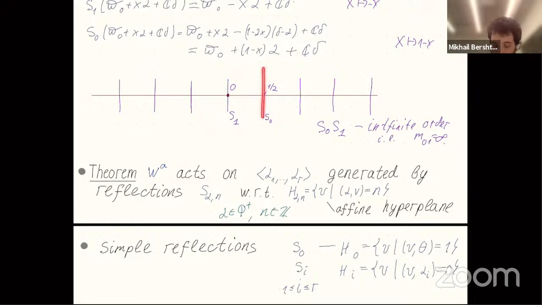Maybe I should say what is the meaning of this 1/2. In this picture, alpha is here, and the scalar product of alpha with itself is equal to 2. So this is, in some sense, pi 0, and the scalar product of pi 0 and alpha is equal to 1. So this is precisely this hyperplane. This 1/2 comes from the fact that we use the normalization in which the scalar product of the simple root with itself is equal to 2.